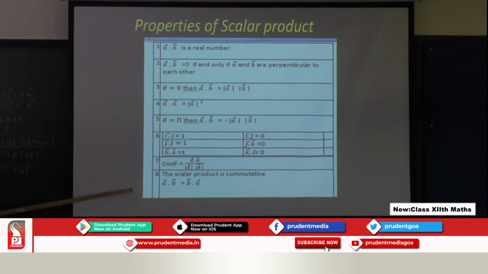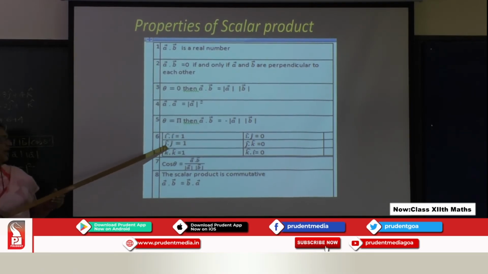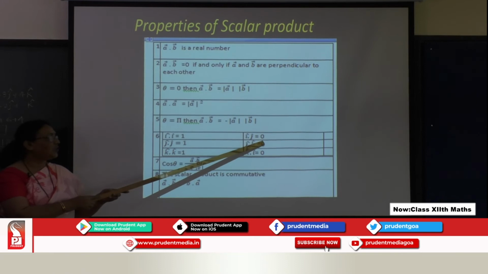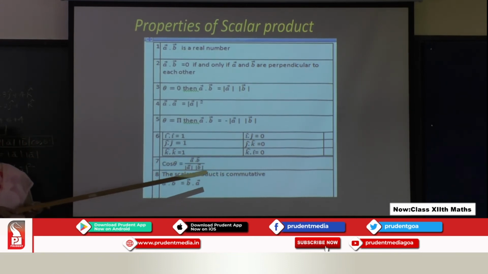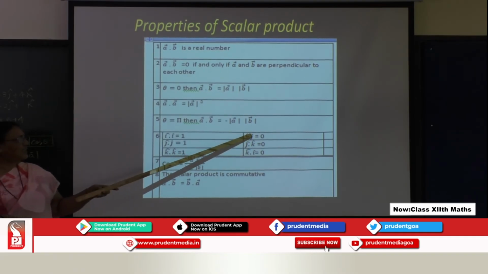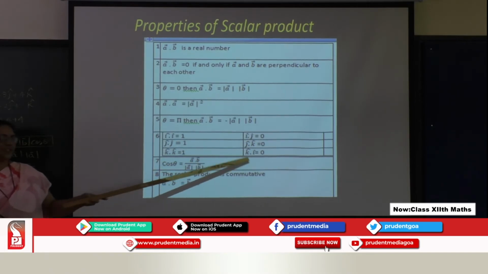Now just now we had seen that I dot I is 1, J dot J is 1 and K dot K is 1. But I dot J is 0 because they are perpendicular. Vector I is along the x axis and vector J is along the y-axis. They are perpendicular, that's why the dot product is 0.